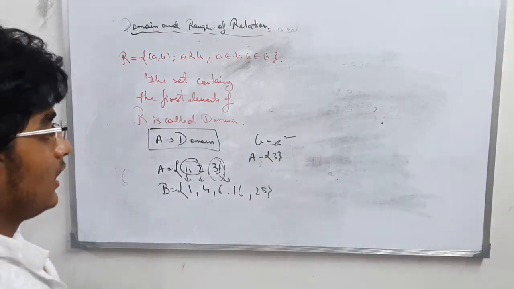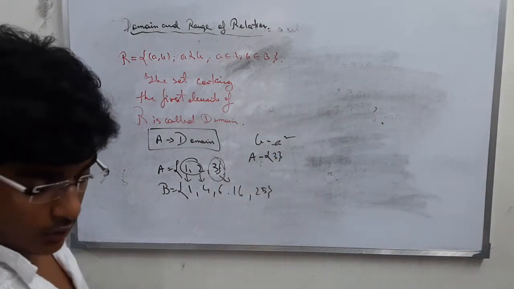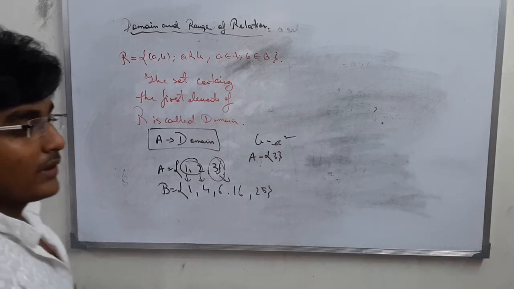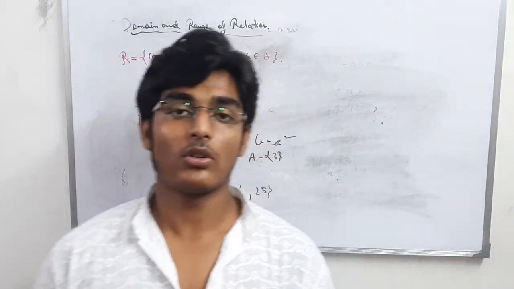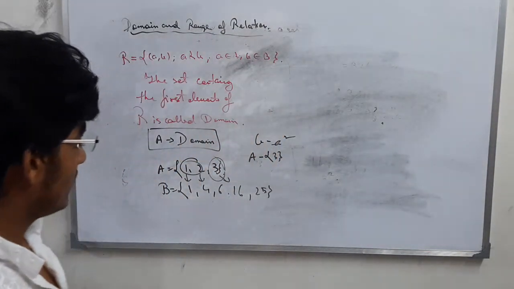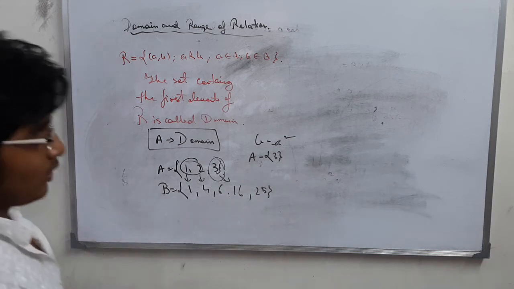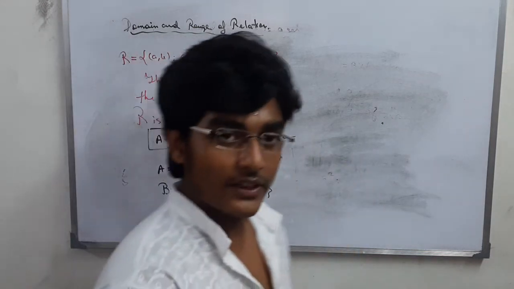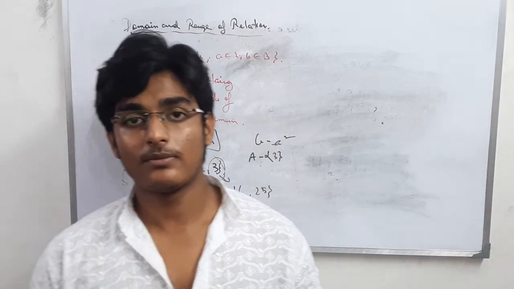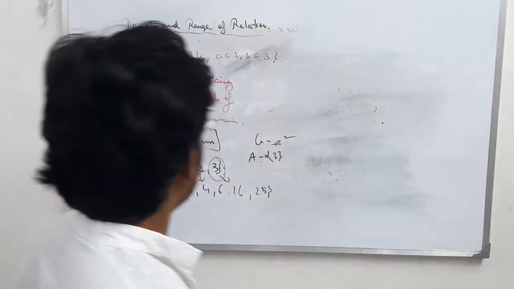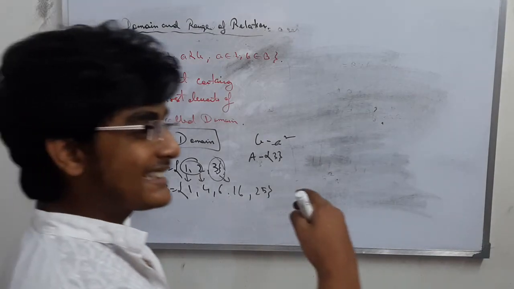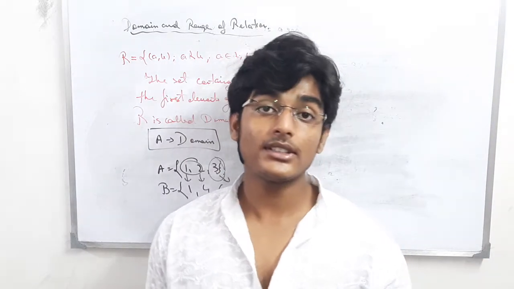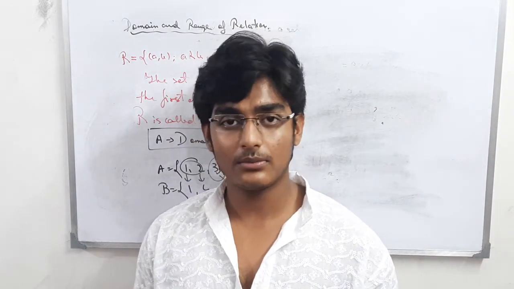Okay. So you can often be asked to find a domain. You will be given a relation and asked what is the domain of this particular relation. You can also get it like this: all the first elements which you have in the relation set is the domain. Okay. What is the range? The range is all the second elements which are present in the relation set.